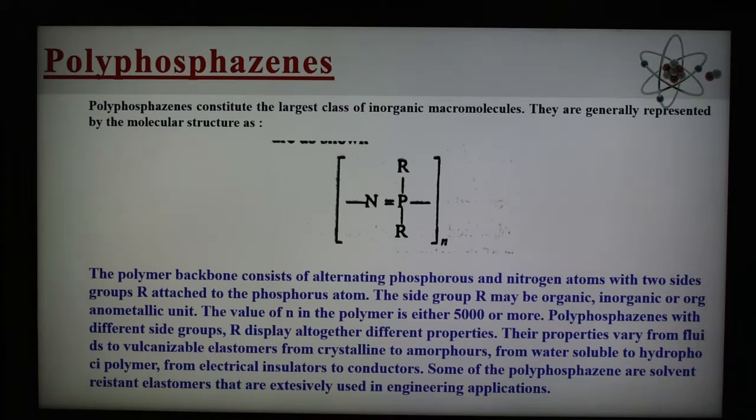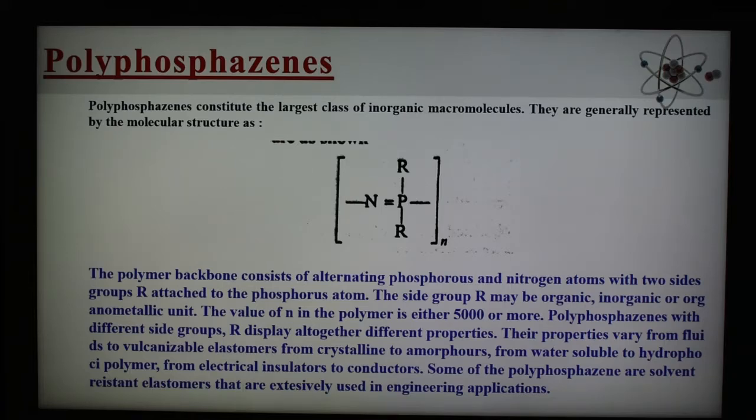The side groups may be organic, inorganic or organometallic units. The value of n in the polymer is 15,000 or more. It means that the macromolecule may contain 15,000 or more repeating units linked end to end. As a result, the molecular weight of these macromolecules is in the range of 2 million to 10 million. Today, more than 4,000 different polymers of this type are known with a range of physical and chemical properties.